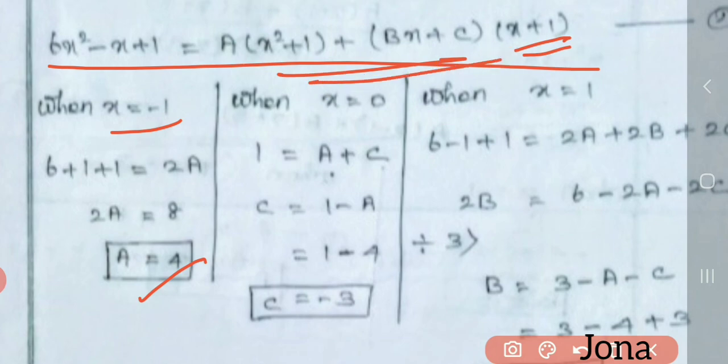So here I want to take x equal to 0. If there is no simple factors in the long equation, just put x equal to 0.